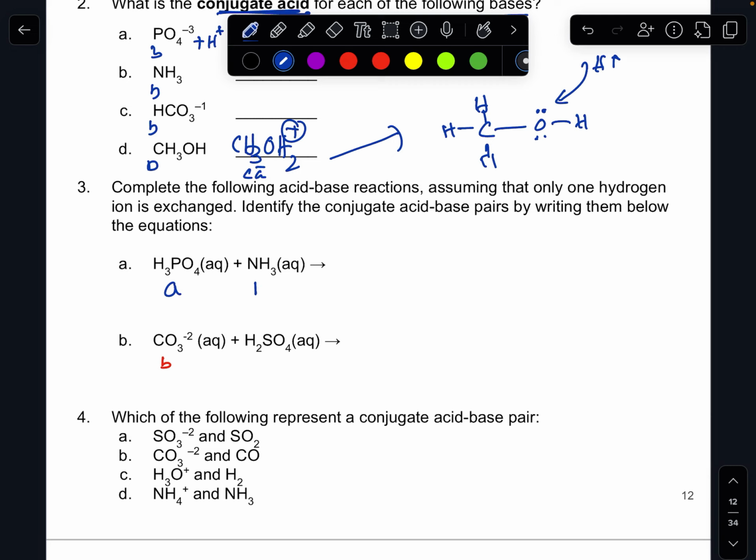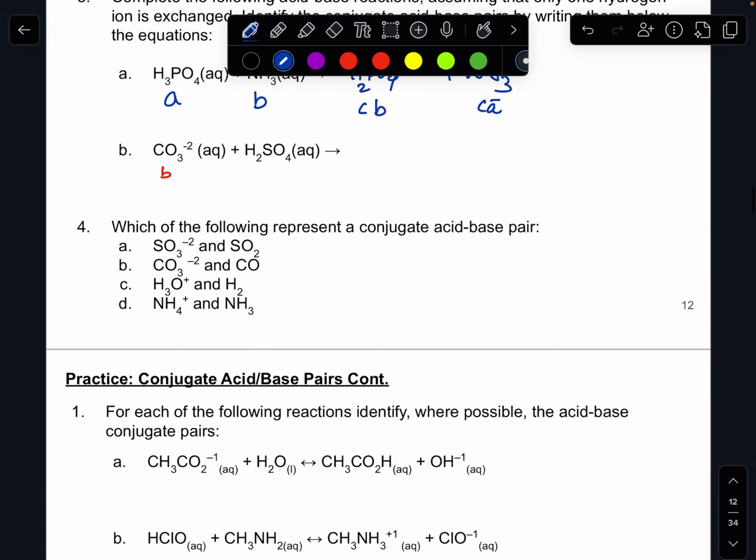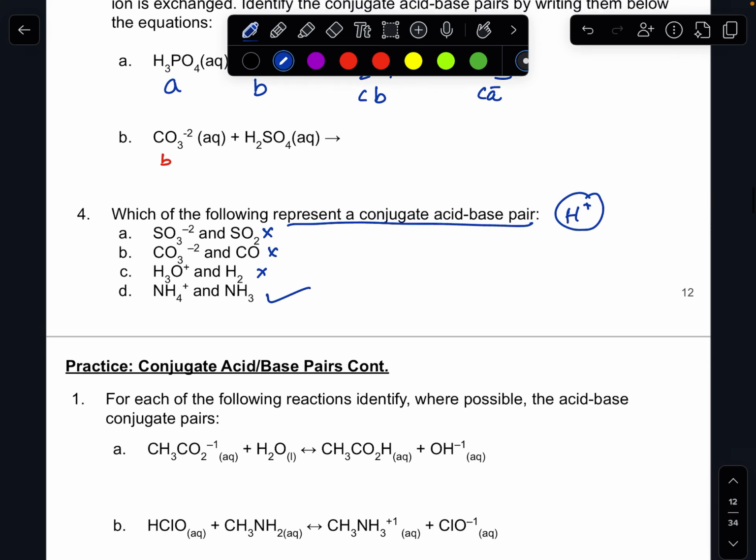Okay, next one. This is an acid. This is a base. So it will donate. It says only one at a time, so it will be minus and it will be plus. So this is the conjugate base and this is the conjugate acid. And you are going to identify the conjugate acid base pair. We know that they differ only in one H plus ion. There is no hydrogen, there is no hydrogen. This one has a hydrogen difference, but oxygen is missing, so no, only the last one.